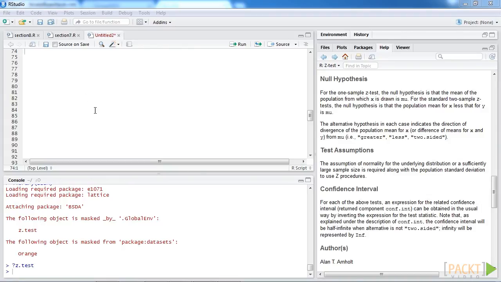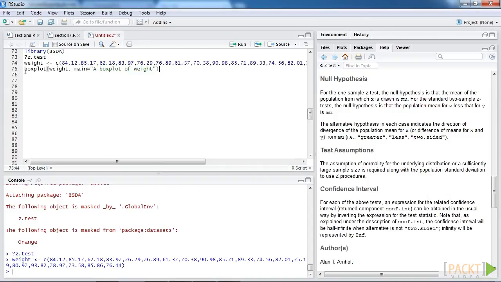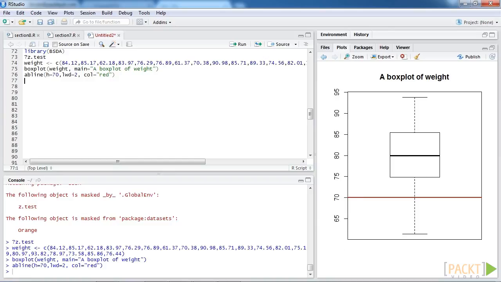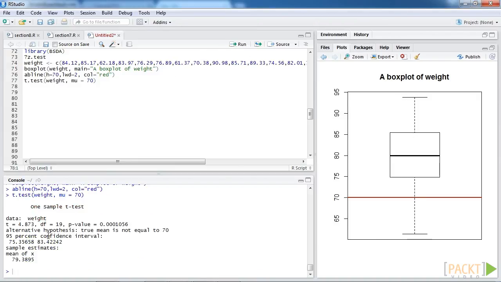First, we visualize a sample weight vector in a box plot. Here you can see the box plot. Now we introduce a line in red color, which you can see on running the code. We then perform a statistical procedure to validate whether the average weight of the sample is above 70. It is seen that true mean is not equal to 70. Mean is 79.3895.